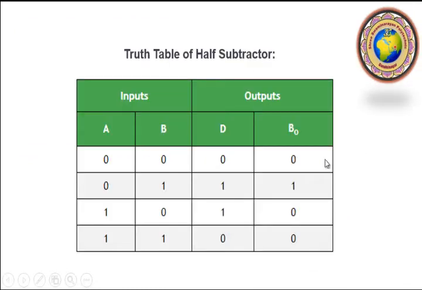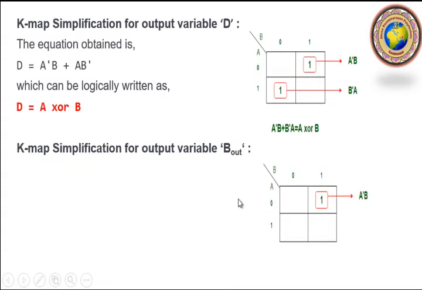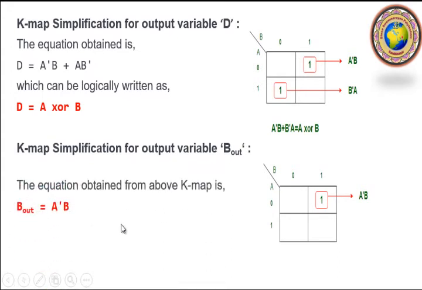According to the truth table, B out is 1 only for the combination where A is 0 and B is 1. So here we put 1, and since A is 0 we write A bar, and since B is 1 we write B, as we already discussed for the adder circuit. So the simplified equation we found for B out is A bar B. According to these two equations, we have to draw our logic diagram.